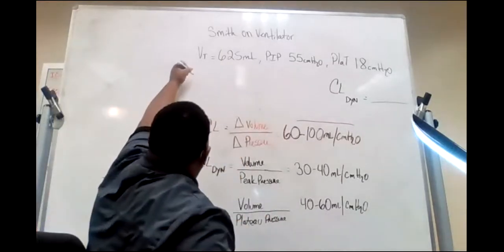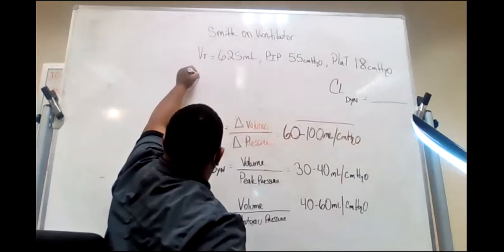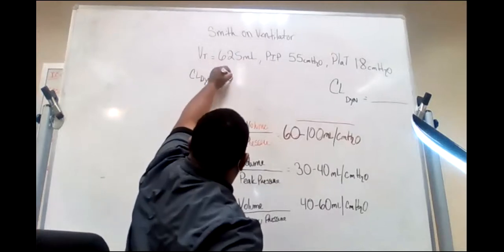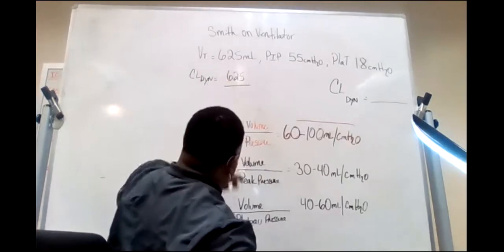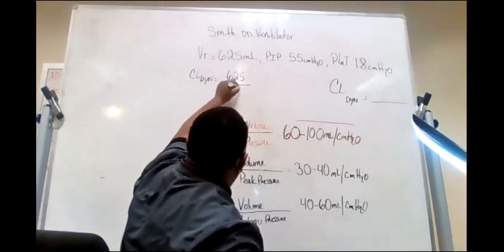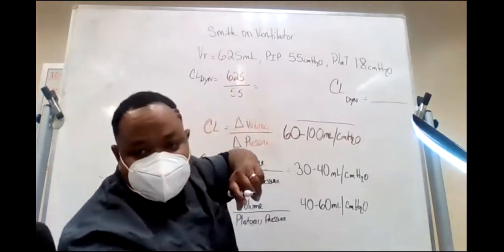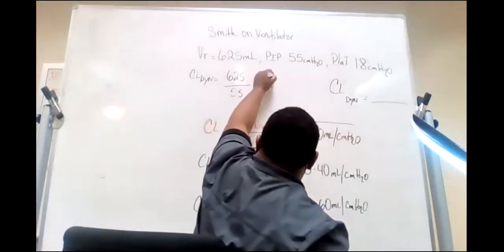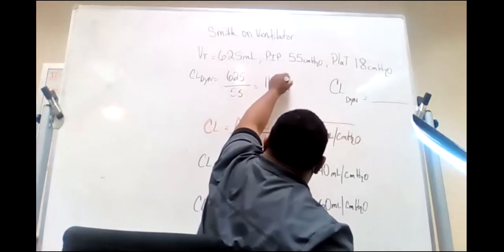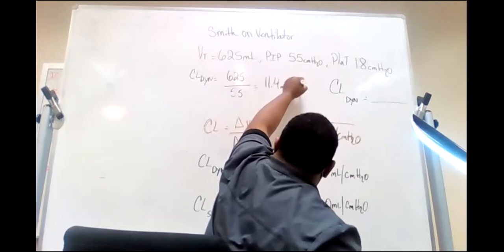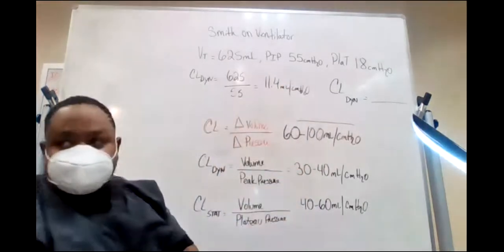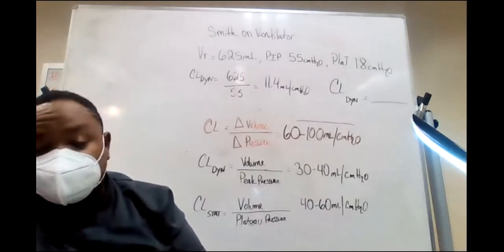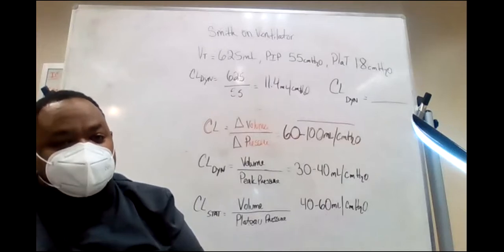Dynamic compliance equals volume, 625, divided by peak pressure of 55 gave me an answer of about 11.4. 11.4 milliliters per centimeter of water. Does the 0.4 and all that matter? Not really. I mean, it depends on your answer choices. If it goes that deep in the answer, then pick the best one.